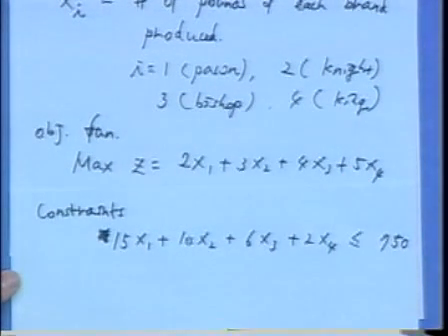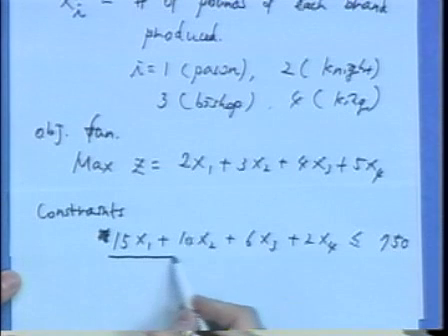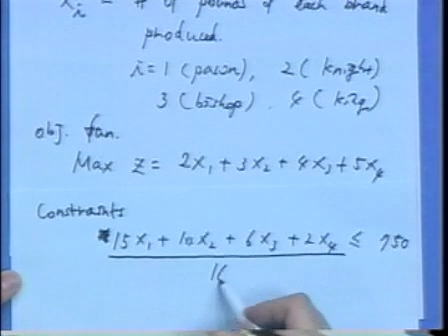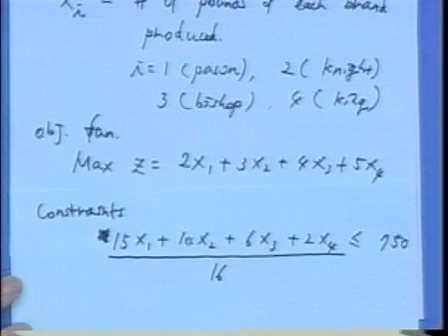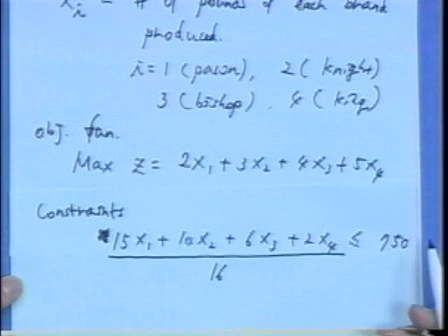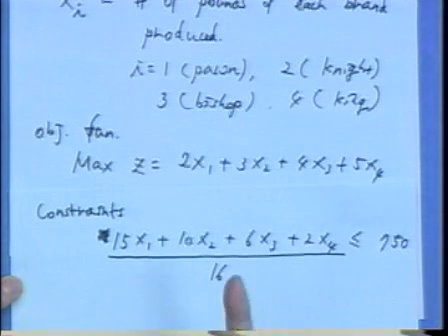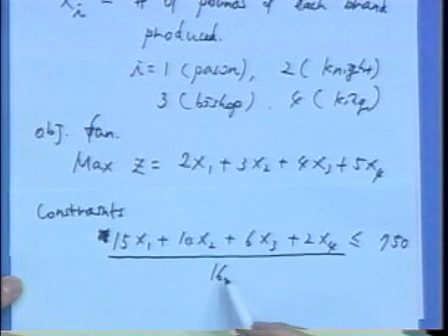Not exactly. You should divide by 16. You know why? We need to convert from ounces to pounds, right? Because 1 pound is 16 ounces. So we should divide by 16 on the left-hand side.